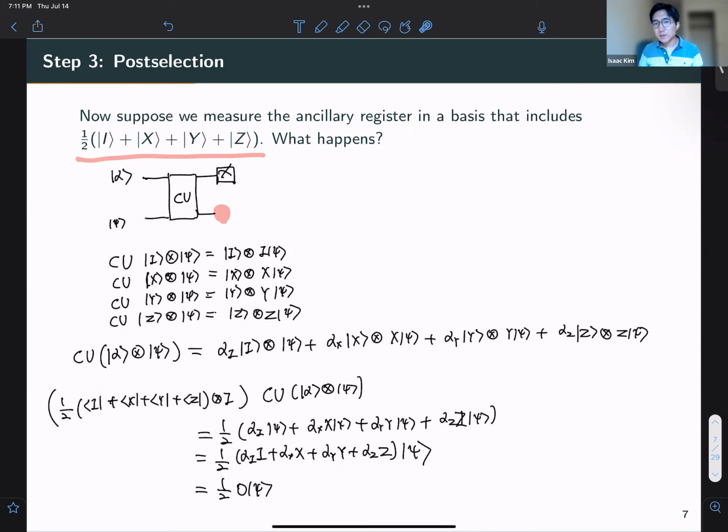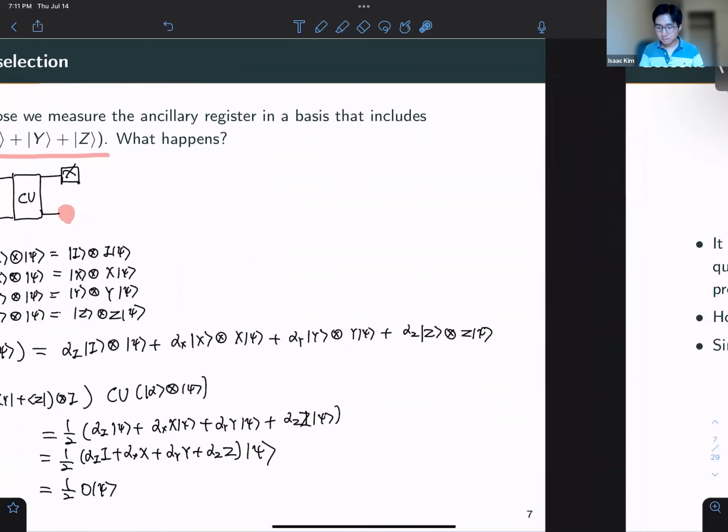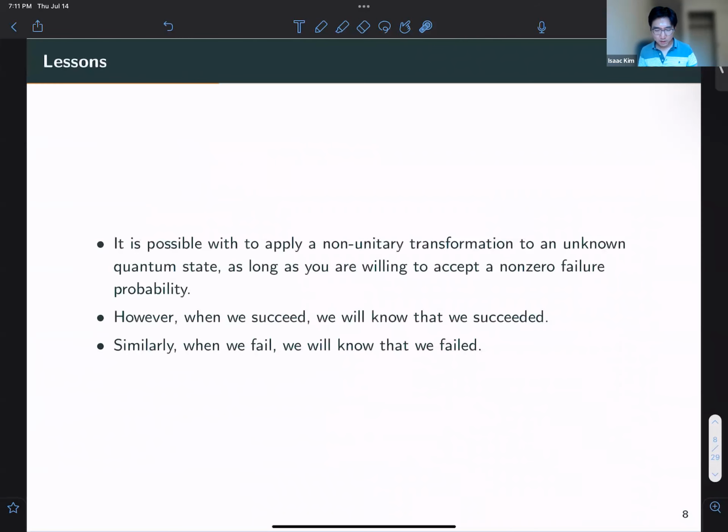Any questions about this? If not, I'll move on to the next part. So that was the main lesson.